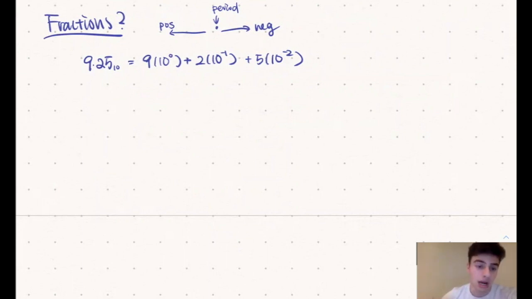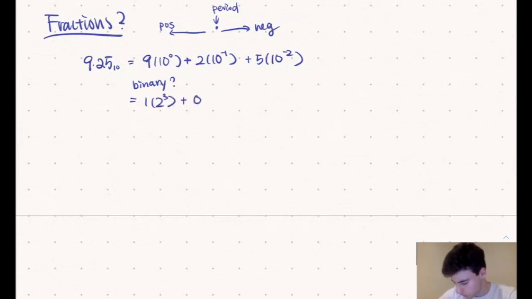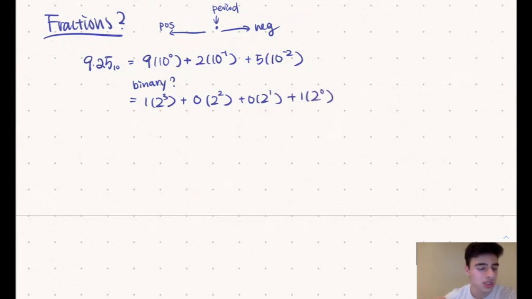So first we find out how many 2 to the power of what can fit into 9. And we notice that 2 to the power of 3 can fit into 9. So we write 1 times 2 to the power of 3. And then we notice that we can fit no 2 to the power of 2. So we're going to say 0 times 2 to the power of 2 and 0 times 2 to the power of 1. But we can fit 1 times 2 to the power of 0 to get us 9. But we still have some left over to reach 9.25.